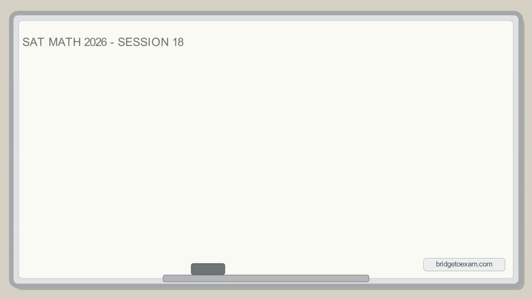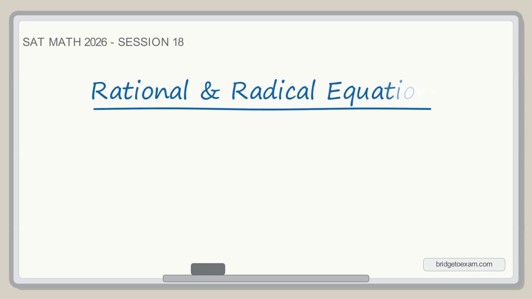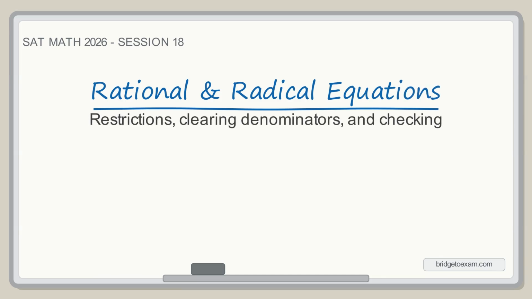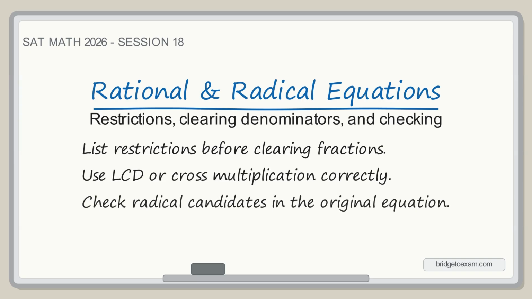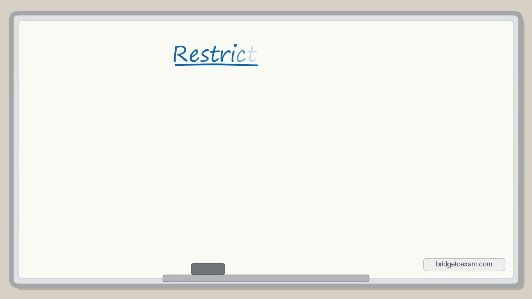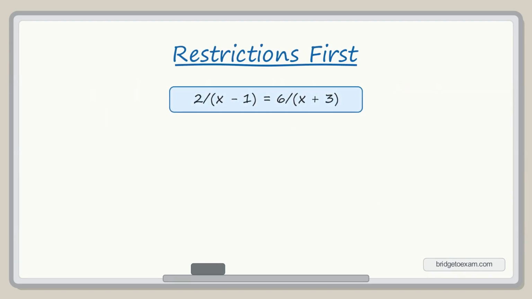Welcome to Session 18. Rational and radical equations require special care because algebra can create forbidden or extraneous candidates. Today, we list restrictions, clear denominators, isolate radicals, square, and check. Before clearing fractions, list every value that makes an original denominator 0.